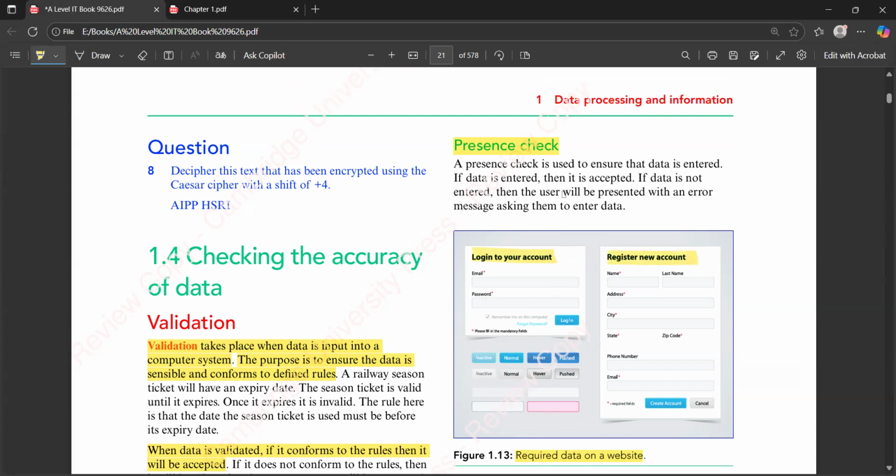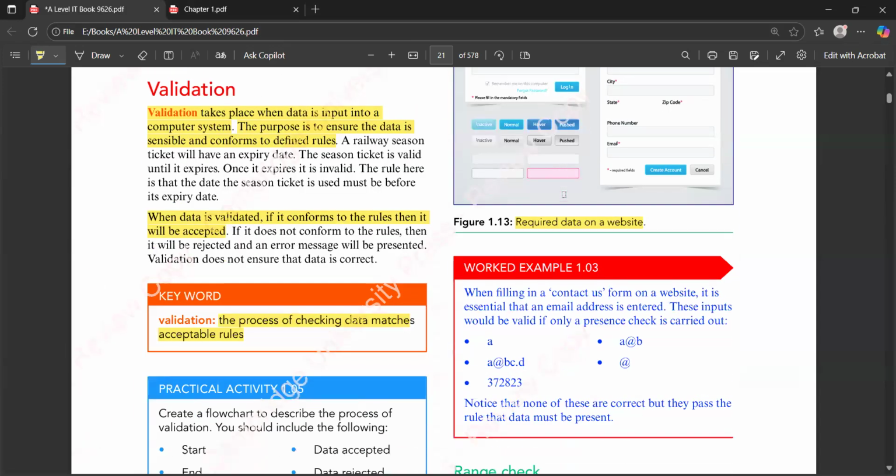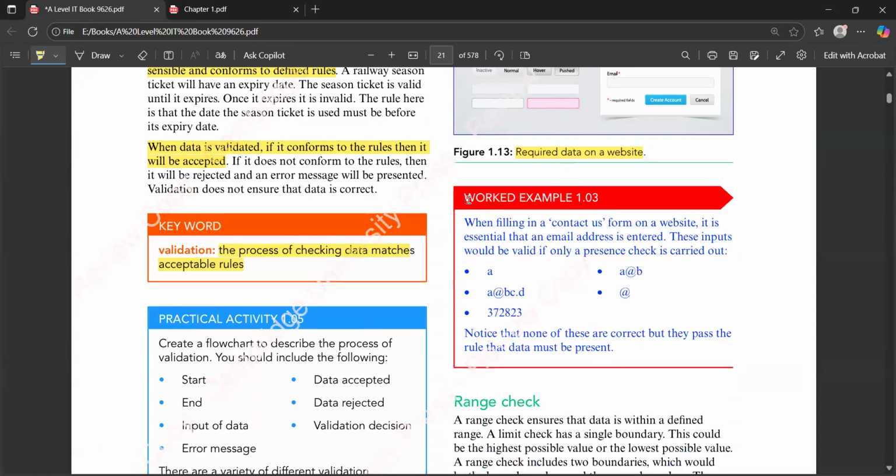If the data is valid, it is accepted. If it is not valid, it will show you an error. So let's check the worked example. It says that when filling in a contact us form on a website, it is important that an email address is entered. So these outputs would be valid only if a presence check is carried out, right? You would see something in the email box that it has to be something like @gmail or @whatever the domain name is. So this is a presence check, where you are making sure that you are entering certain values or not.